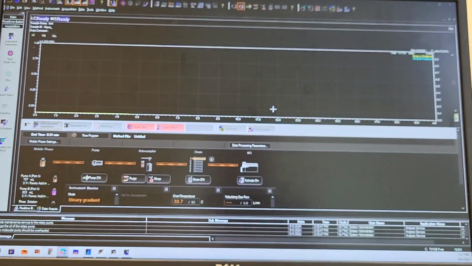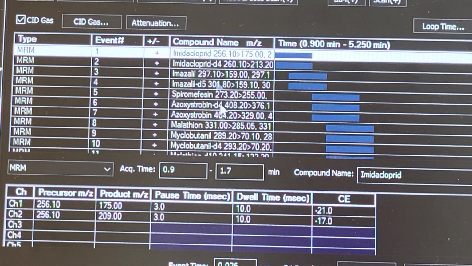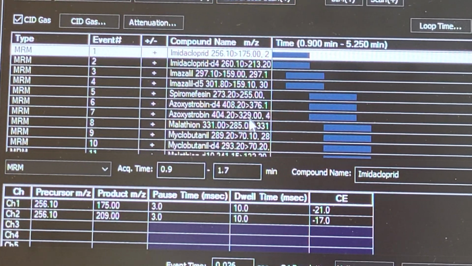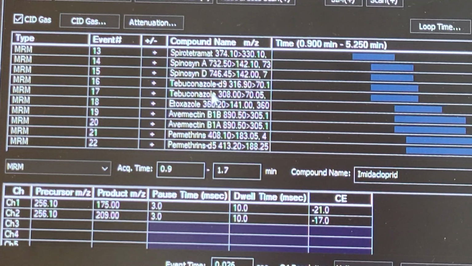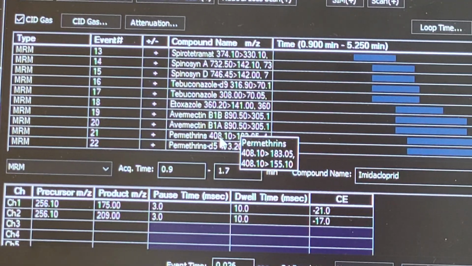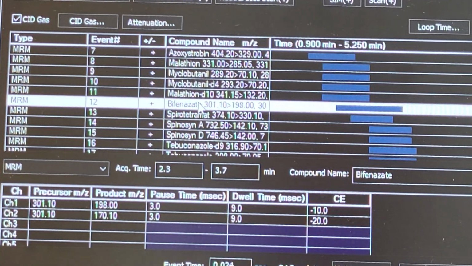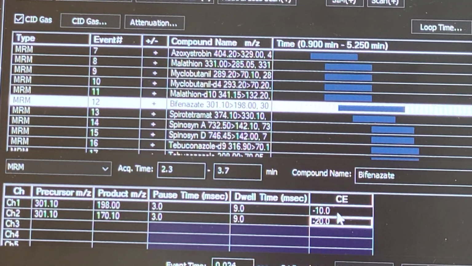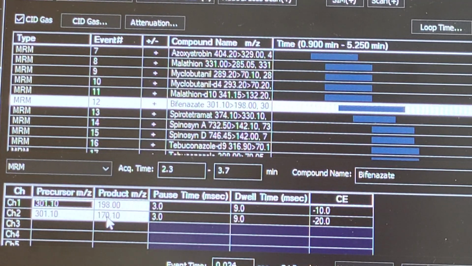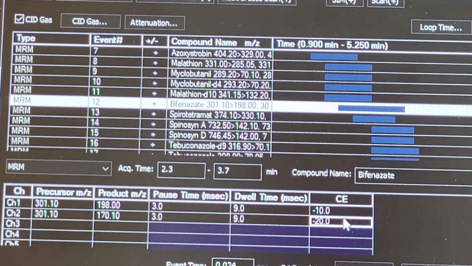So let's see. I copied my method for our normal analysis into a new folder, and I'm going to delete all of these channels and make a new one for bifenazate. For my bifenazate non-deuterated, I have a collision energy for these MRMs at 10 and 20. So for my product ion scan for bifenazate deuterated, I'm going to try a collision energy of 20 and just see what that gives me.